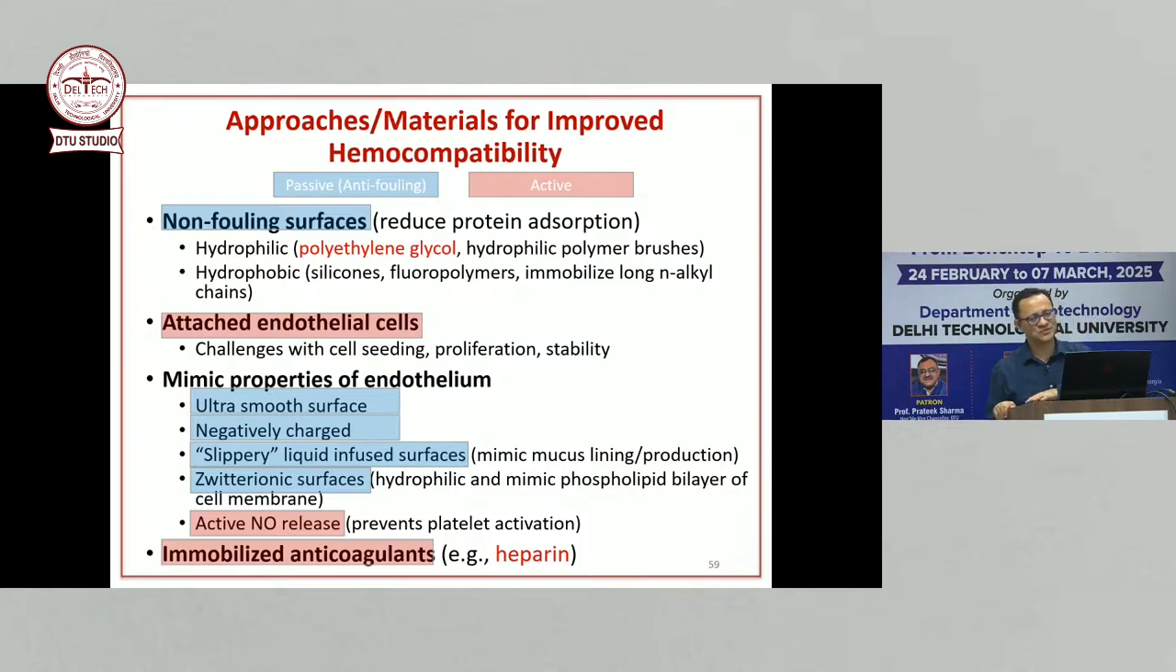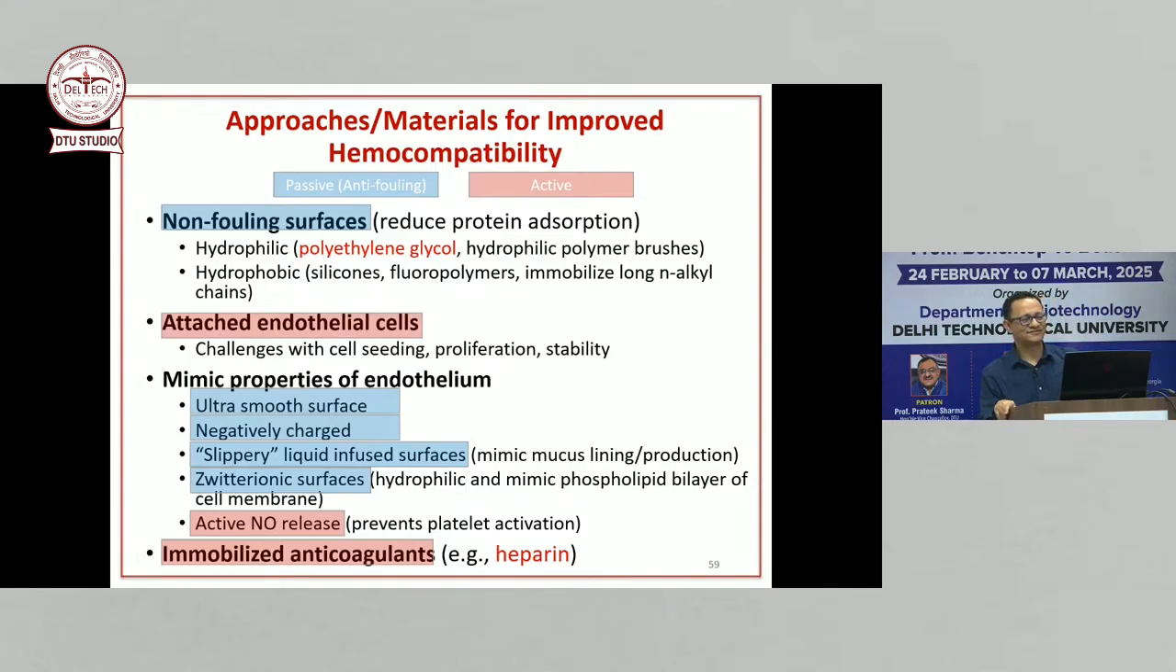Now other things we can do is mimic the endothelium layer. You want an ultra smooth surface, you can have a slippery surface, a negatively charged surface, a zwitterionic surface. With a zwitterion, the net charge is neutral, it's not positive or negative. Or you can have active release of nitric oxide, which we'll talk a lot about later. Or you can have immobilized heparin on the surface, which products are already in the market.